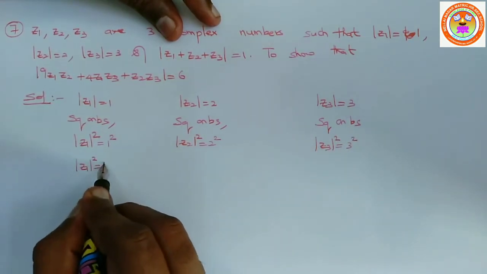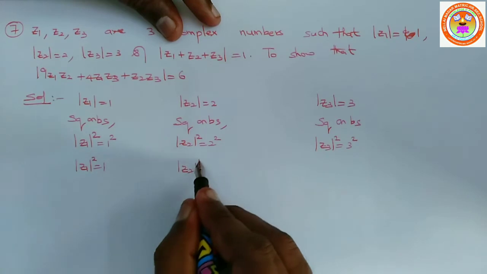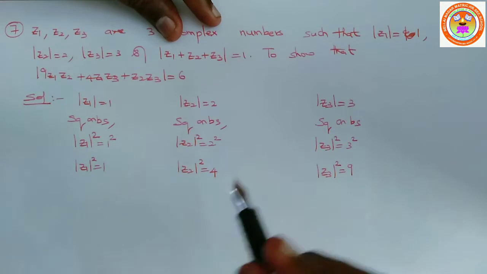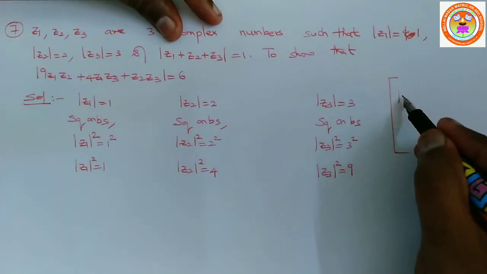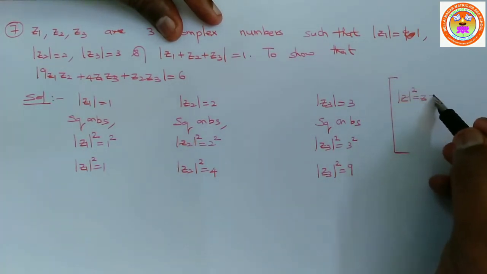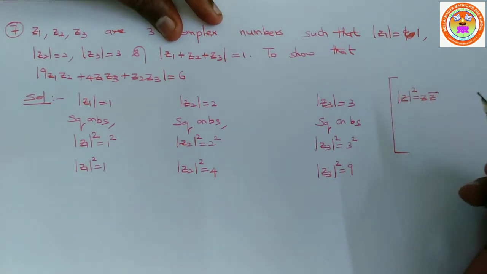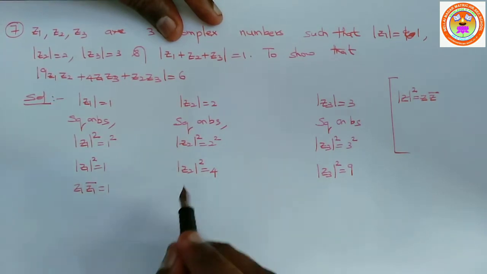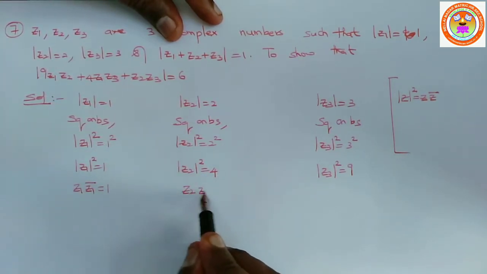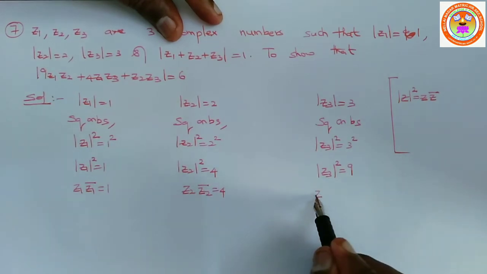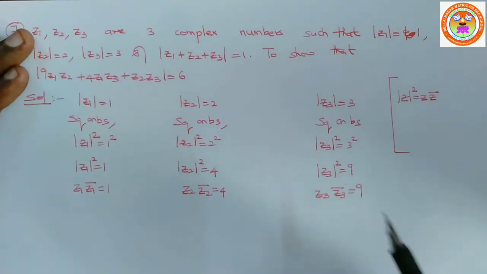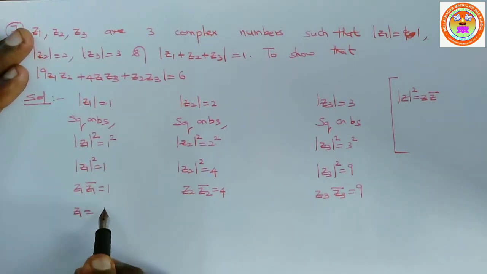Modulus of Z1 square, 1 square is 1. Modulus of Z2 square, 2 square is 4. Modulus of Z3 square, 3 square is 9. We know one formula. What is the formula? Modulus of Z square is equal to Z Z bar. So modulus Z1 square is nothing but Z1 Z1 bar is equal to 1. The same here also. Z2 Z2 bar is equal to 4. Z3 Z3 bar is equal to 9. Therefore, Z1 I can write as 1 by Z1 bar.